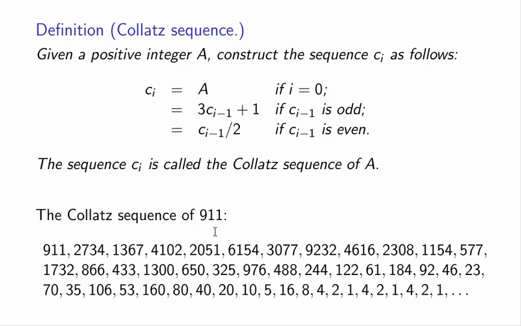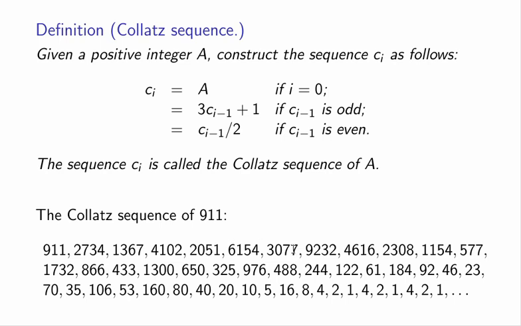Look at the example of the Collatz sequence of 911. So 911 is odd, so we multiply that by 3 and add 1. We get 2734. Now that's even, so we divide by 2 and we get 1367. Now you again multiply that by 3 and add 1, you get 4102. You divide by 2 and you get 2051. And you keep going like that.